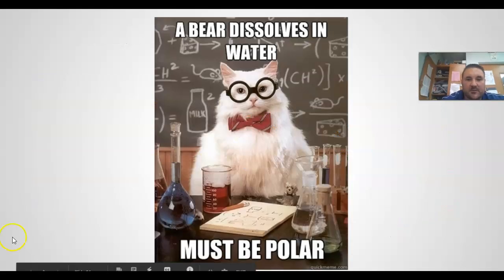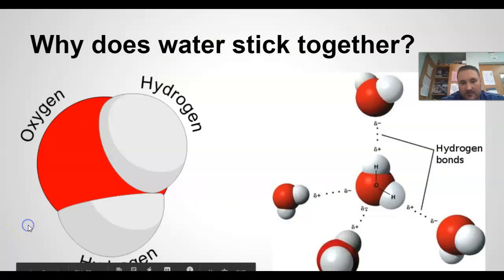Well, now it's time for a little science joke. If it says a bear dissolves in water, must be polar. Well, anything that dissolves in water has to be polar, not a polar bear.